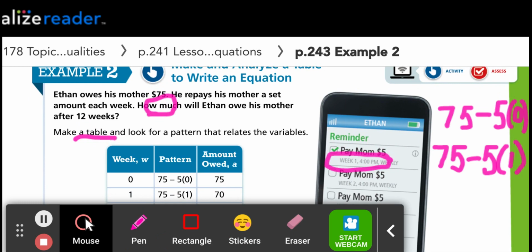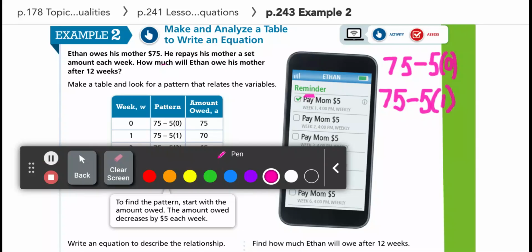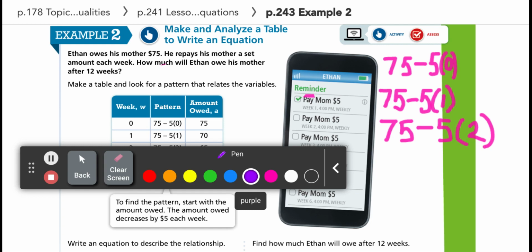Okay, now let's go on to the second week. So for week 2, we would have $75 minus 5 times 2 because it's the second week. So now 2 weeks have passed. So we have to do PEMDAS here. 5 times 2 would be 10. 75 minus 10 equals $65.